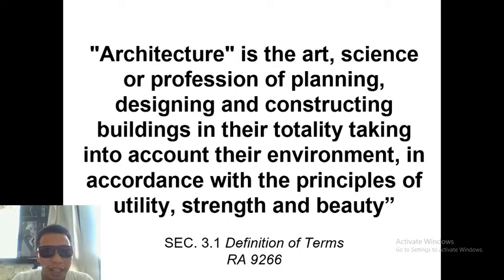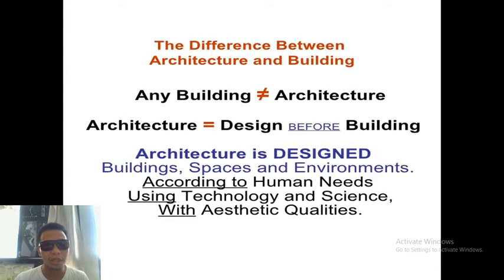So, it's the art. It is one way of expressing our ideas, or sometimes even our emotions can be expressed through art. Science, because architecture has accuracy, mathematical computations that we have to consider, and also, based on this definition, the environment. We have to consider our environment, and it should be in accordance with the utility, strength, and beauty according to Vitruvius.